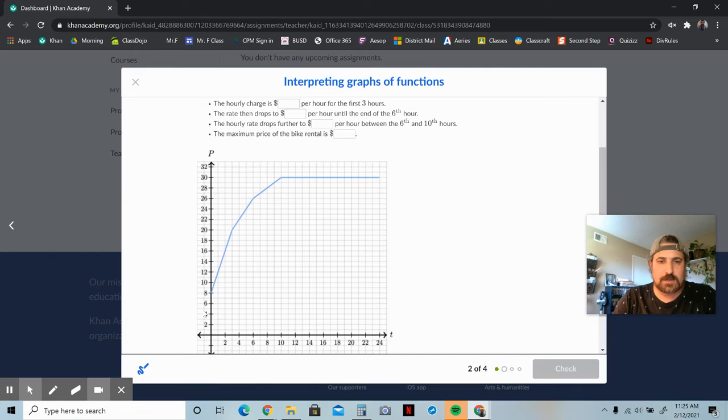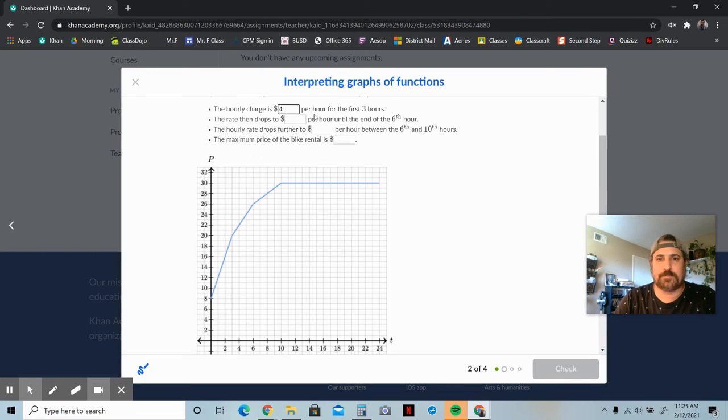So if you're looking at the situation here, where T is hours and P is the charge, for the first 3 hours, we can see that that is $20, right? So it's going to cost $20 for the 3 hours, and it starts at 8. So that means that the difference is 12. So from 8 to 20, it went up $12 in the course of 3 hours. So that means that the hourly charge is $4 per hour.